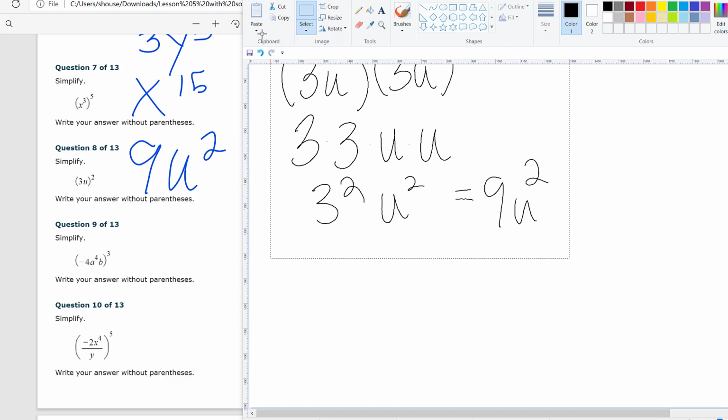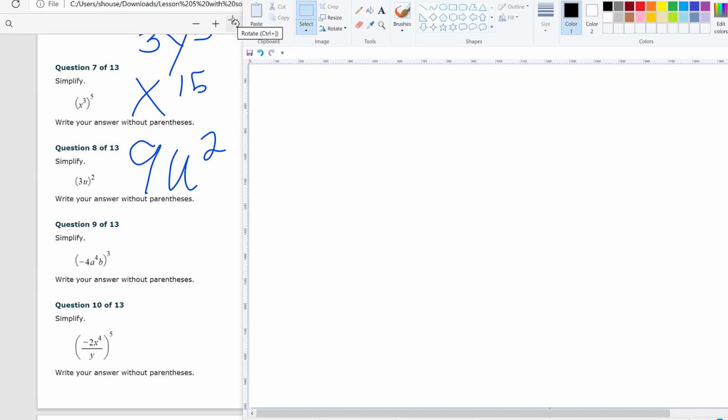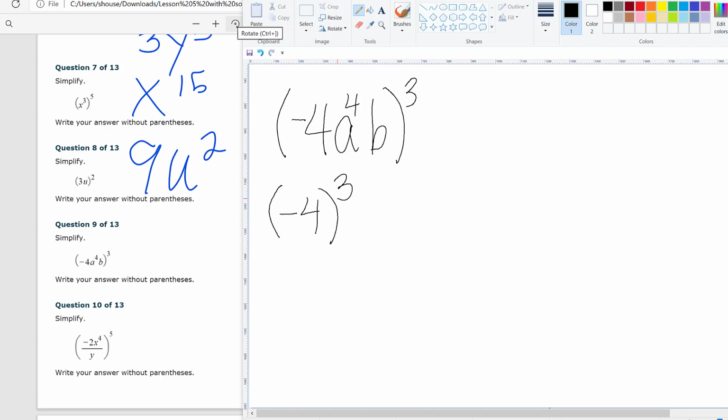So number 9 is very similar to this. -4, a to the 4th, b to the 3rd. So it's -4, a to the 4th, b, all to the 3rd. Okay, so everything in here, and because this first number has a negative, I'm going to put parentheses around it. And these exponents I'm going to multiply because it's a power to a power.